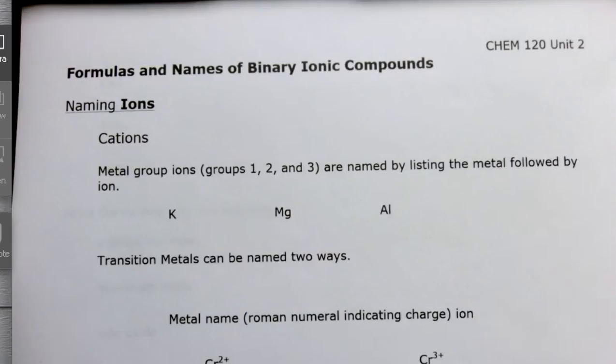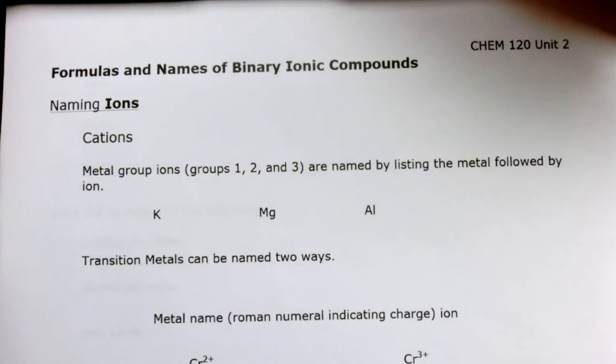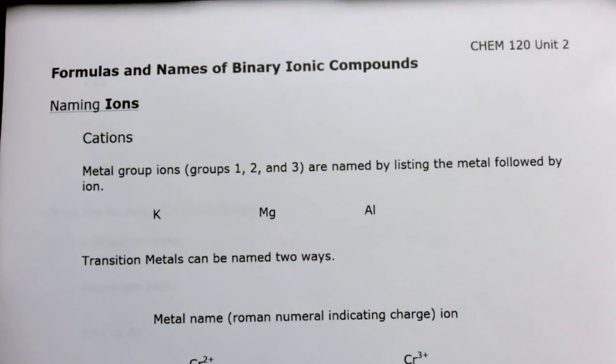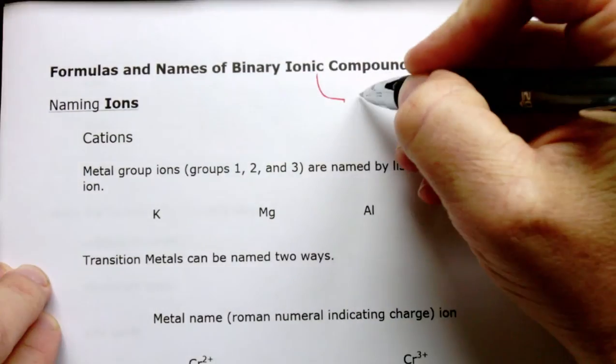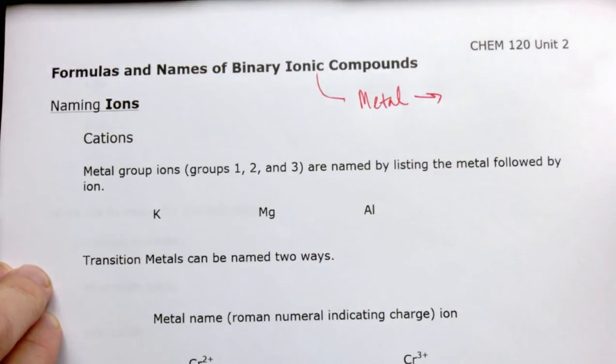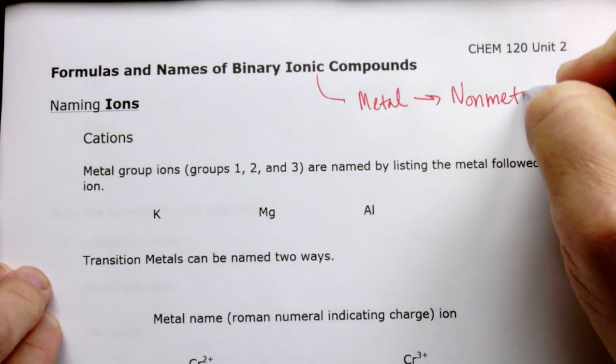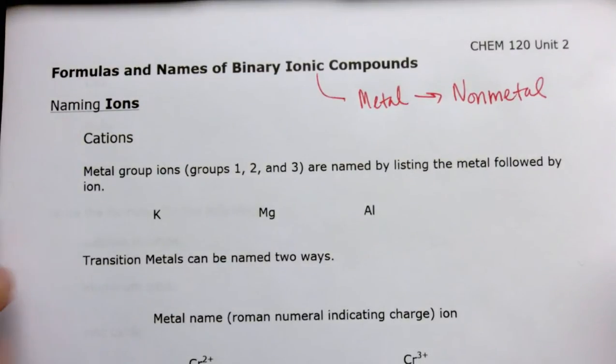Okay, we're continuing on in Unit 2. There we go. We're going to talk about formulas and names of ionic compounds. And remember that ionic compounds are formed between a metal and a nonmetal, or it can be a polyatomic ion.